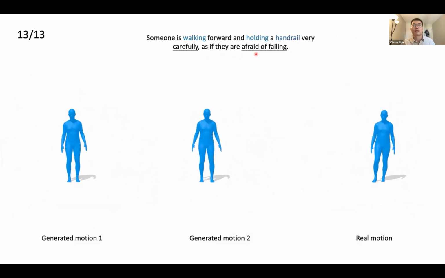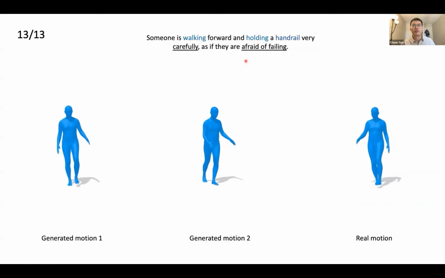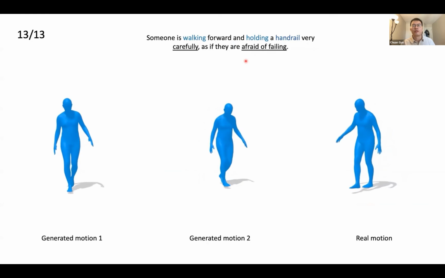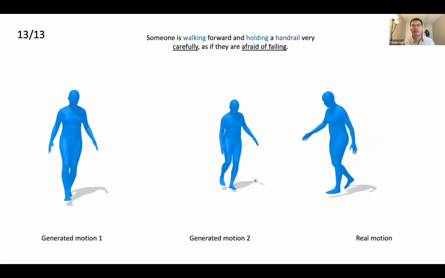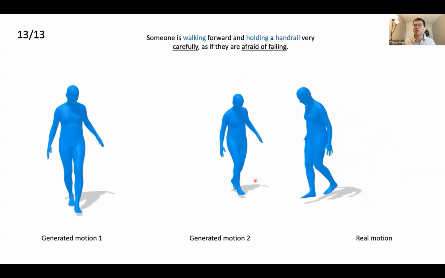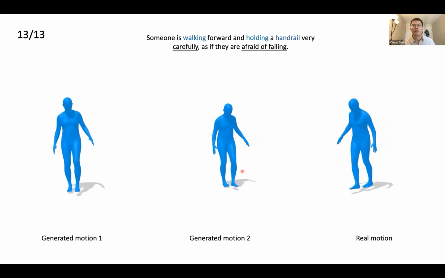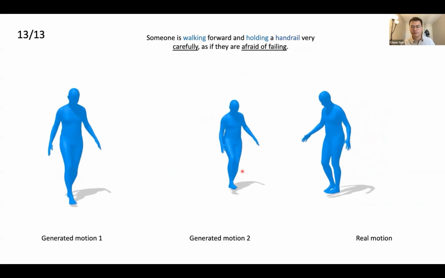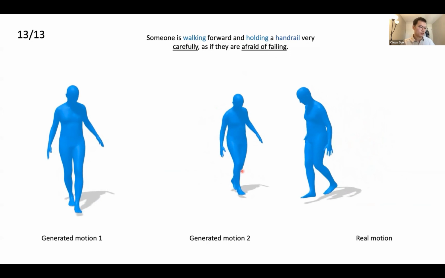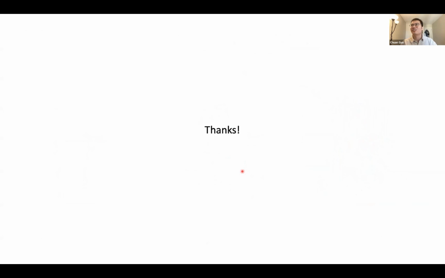And this is the last one, like someone is walking forward and holding a handrail very carefully as if they are afraid of falling. So we can say it's quite different from the other walks we showed before. It's something like carefully walking here, slowly and carefully. Yeah, so it's quite a short presentation, and okay.